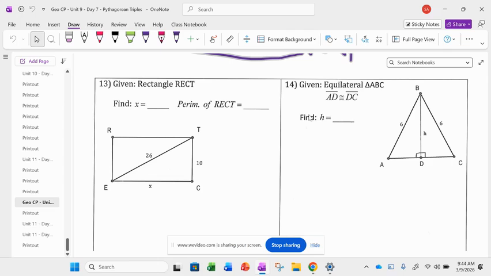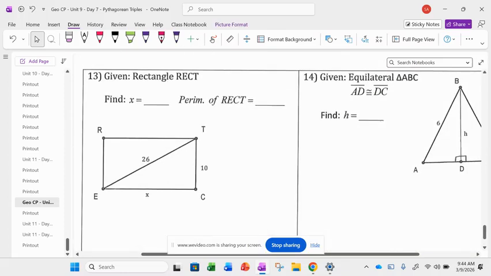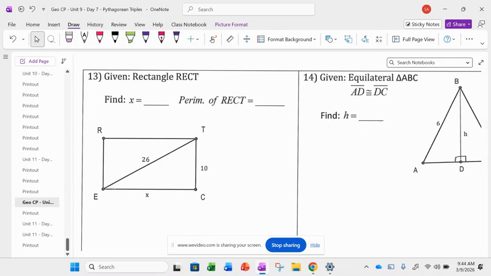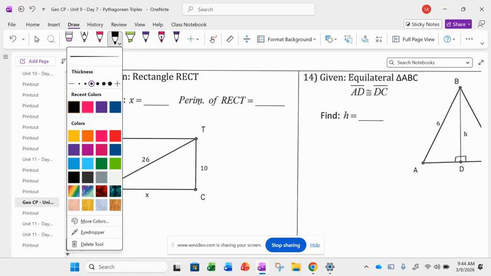Okay, we ready? We all found it? Okay, great. So, number 13 says, given rectangle RECT, find X first. So what we need to remember is that in a rectangle, all angles are right angles.